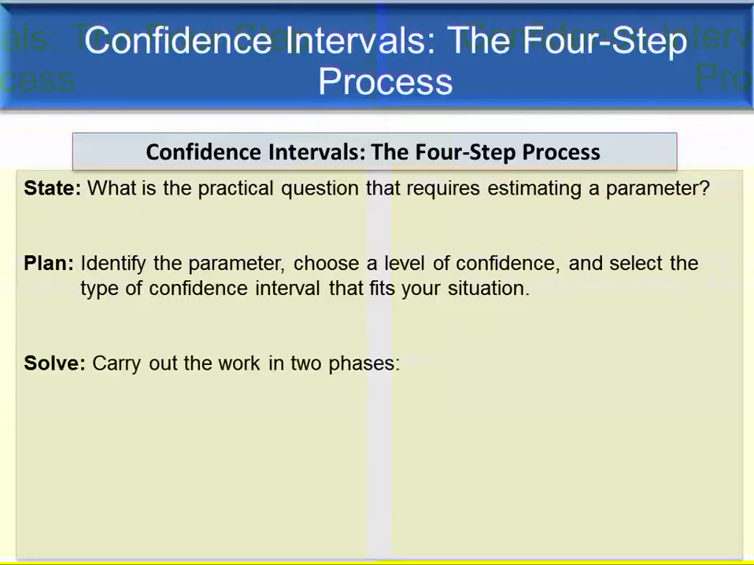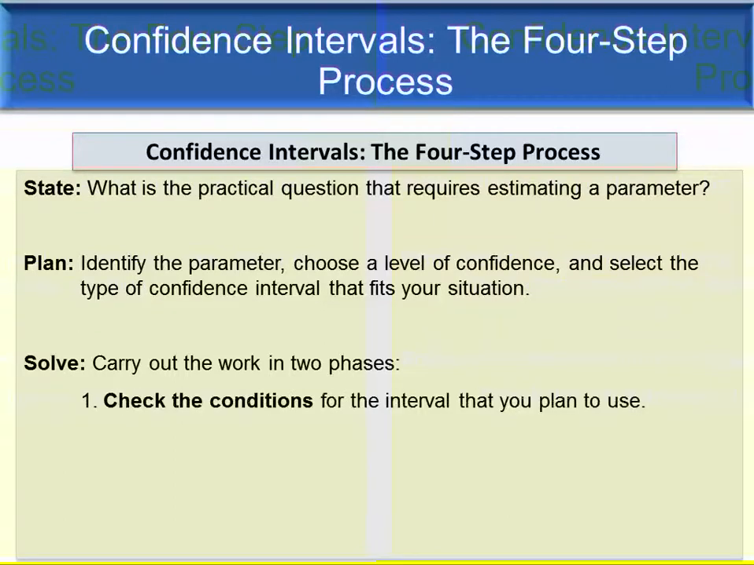We're going to solve by carrying out the work in two phases. First we're going to check the conditions for the interval that you plan to use. What this really means is making sure that we have a simple random sample, that there really is a normal distribution, all of these things that we talk about in the textbook, which for the most part we're just assuming are true in our problems.